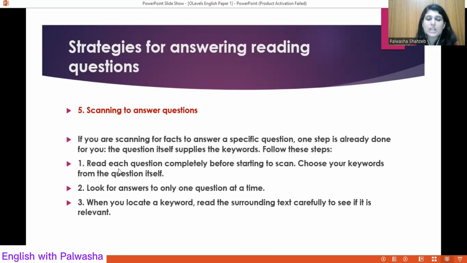Follow these steps. Read each question completely before starting to scan. Choose your keywords from the question itself. All right, choose your keywords from the question itself. Look for answers to only one question at a time. When you locate a keyword, read the surrounding text carefully to see if it is relevant or not.